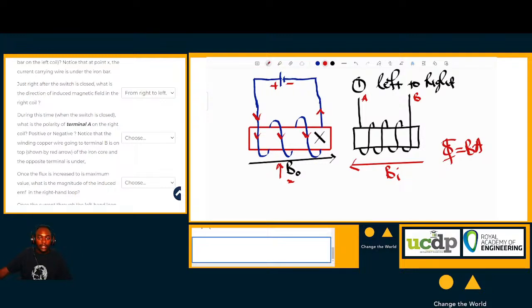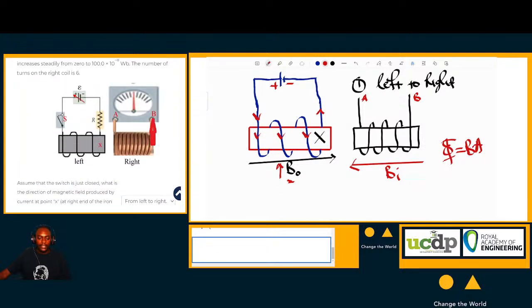Yes, sir. Now, the third part: during this time when the switch is closed, what is the polarity of terminal A on the right coil? Positive or negative? Notice that the winding copper wire going to terminal B is on top. Okay, that's just a hint. All right, let's look at the question. Now we want to find the terminal A. Is it going to be positive or negative?